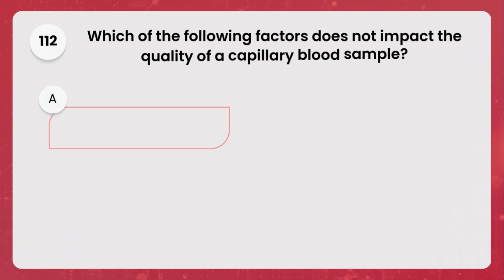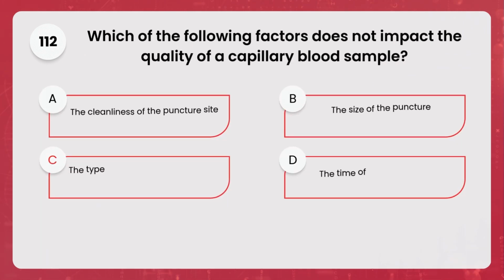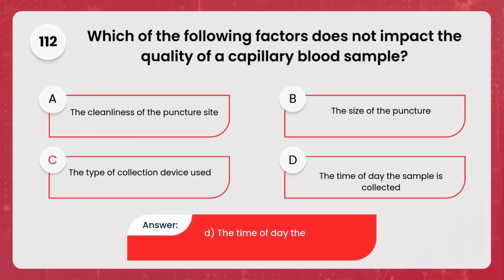Number 112. Which of the following factors does not impact the quality of a capillary blood sample? A. The cleanliness of the puncture site. B. The size of the puncture. C. The type of collection device used. And D. The time of day the sample is collected. The answer is D. The time of day the sample is collected.